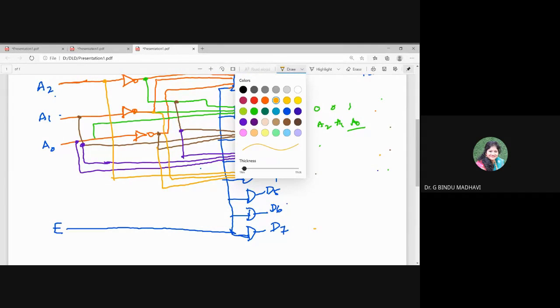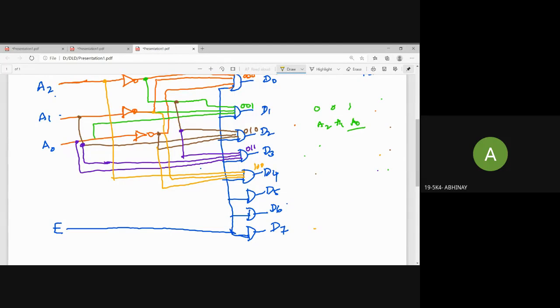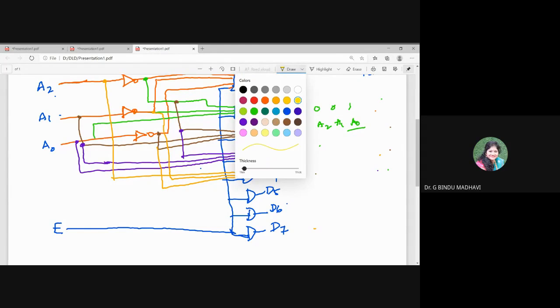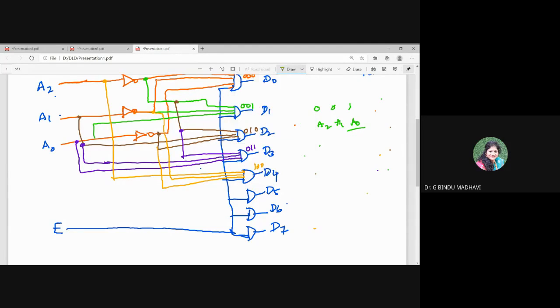Next D5, 1, 0, 1. Right? Yes, ma'am. I am writing 101. So for 101, the A2 value is 1. Next, the second one is also 0. What is the third one? 1 again.